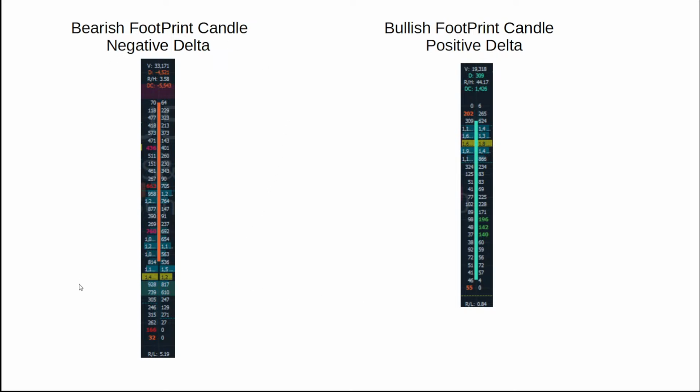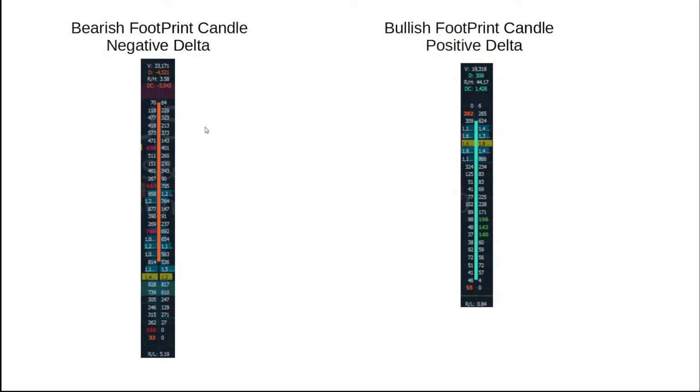Footprint candles. This is partially what I look at when I'm trading. On one screen, I'll have my footprint charts, and on another screen, I'll have my TradingView chart with regular candlesticks. On my TradingView chart, I mark my levels: previous day value area high, low, POC, previous week, previous month, previous year, and so on and so forth.